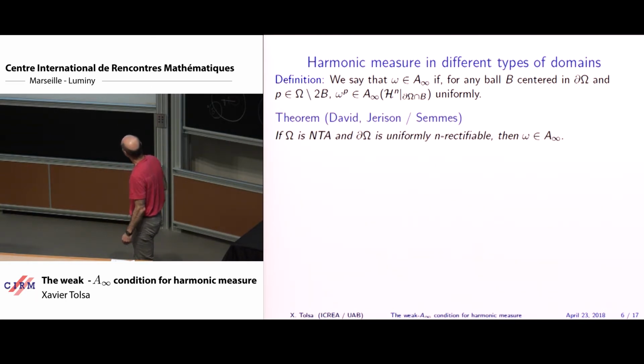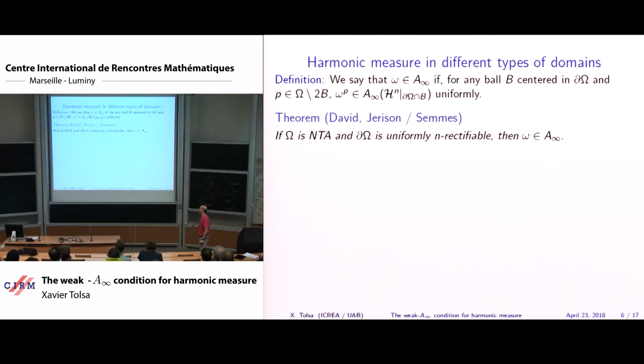So then we have this result of David and Jerison, and also independently due to Semmes, that asserts that if omega is NTA and the boundary is uniformly n-rectifiable, then harmonic measure is in A infinity. Okay. So in all the talk we will talk about A infinity conditions and rectifiability.